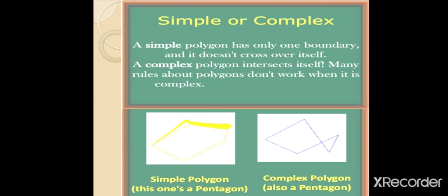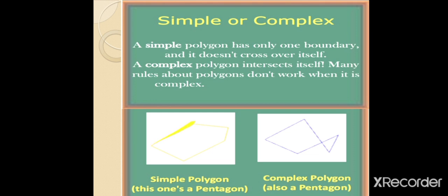See here, when this shape is given, firstly we have to check whether it is a polygon or not according to our condition. It has more than or equal to 3 sides which are connected to each other and they are forming a closed loop. That means it is a polygon. Now we have to decide whether it is simple or complex.